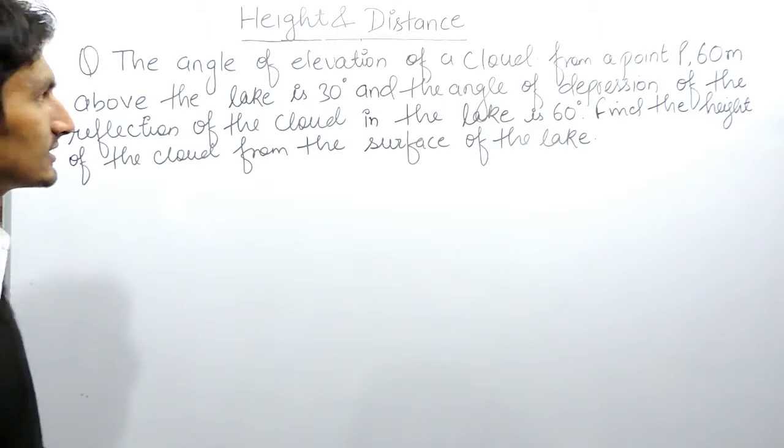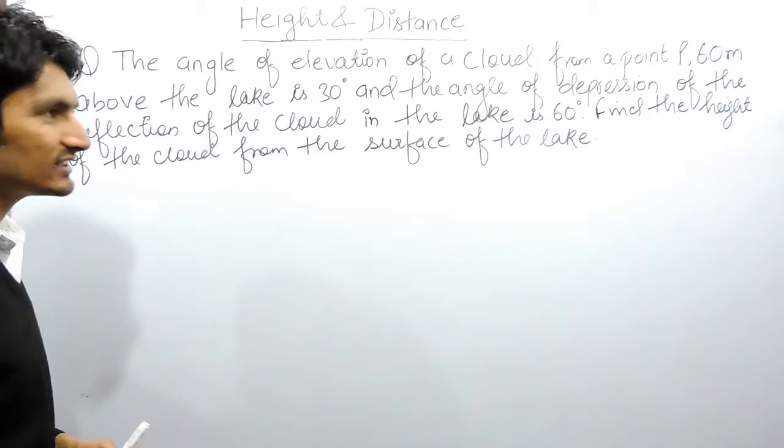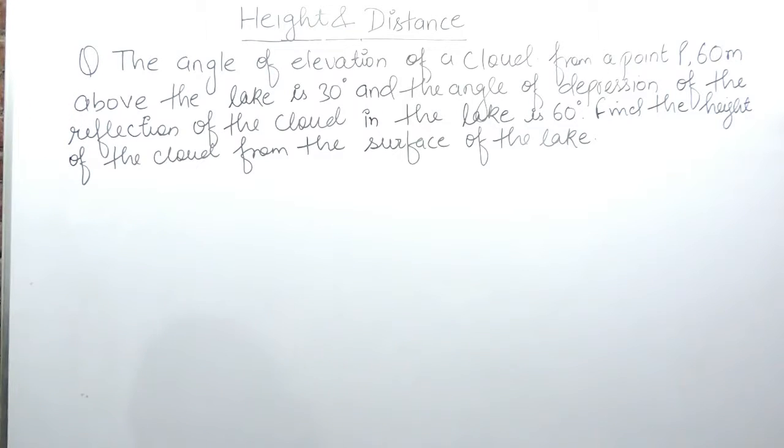We are going to discuss the question based on reflection in height and distance. This is another kind of question that may be asked in your exam. The question says the angle of elevation of a cloud from a point 60 meters above the lake is 30 degrees, and the angle of depression of the reflection of the cloud in the lake is 60 degrees. You have to find the height of the cloud from the surface of the lake.